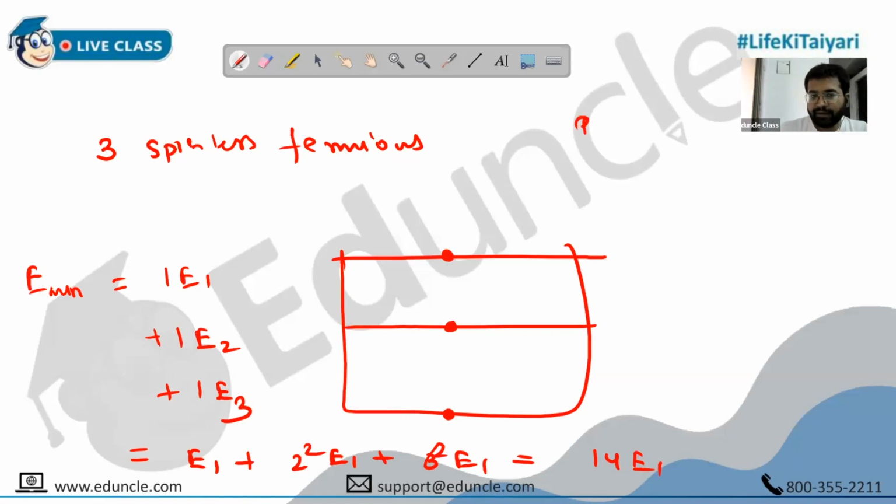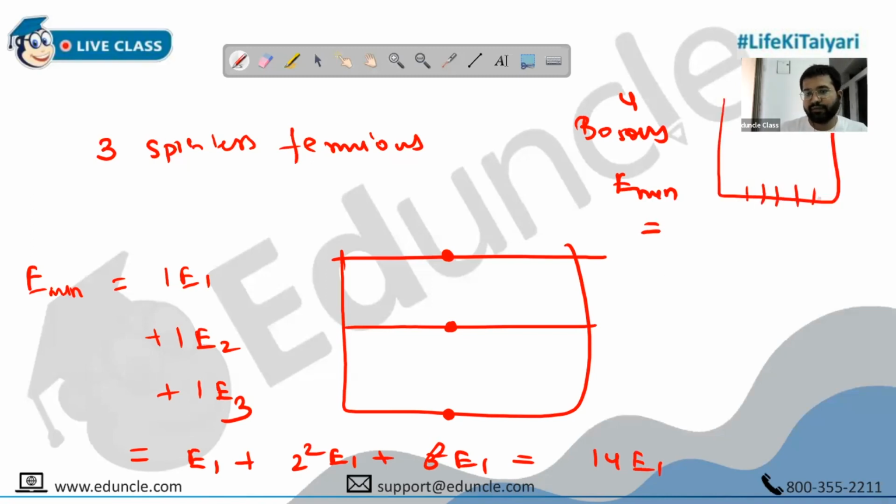And obviously, if we had bosons, if I had given you 4 bosons, then all of them can be in the ground state. You know that already. All the bosons can be in the ground state. For bosons, there are no limitations, no conditions. So if I've got 4 bosons, 4 will be in the ground state. Minimum possible energy will be 4 E1. That's it.